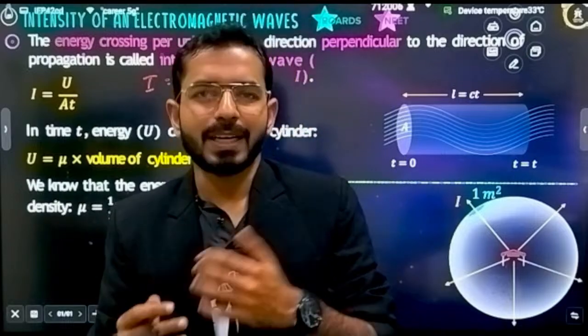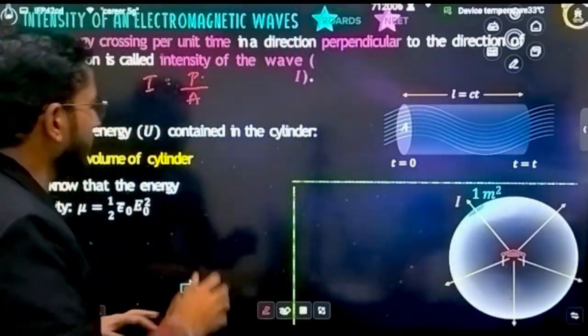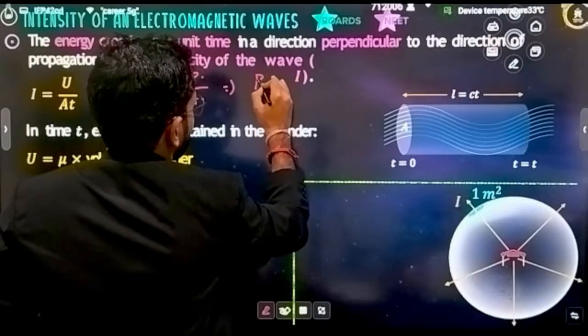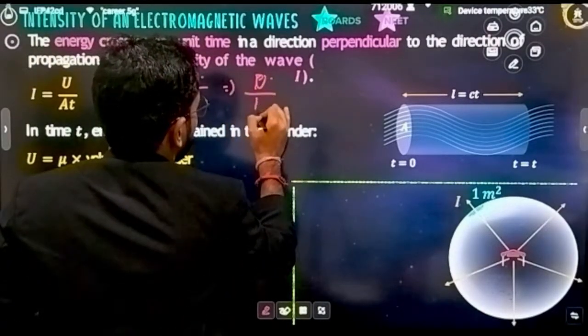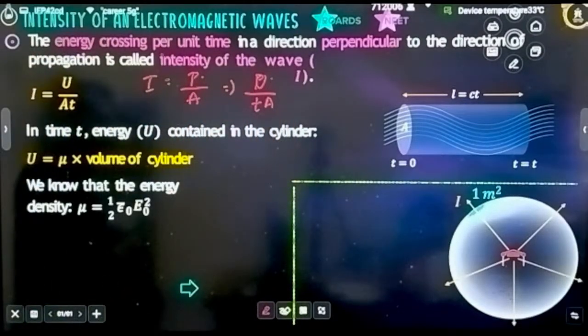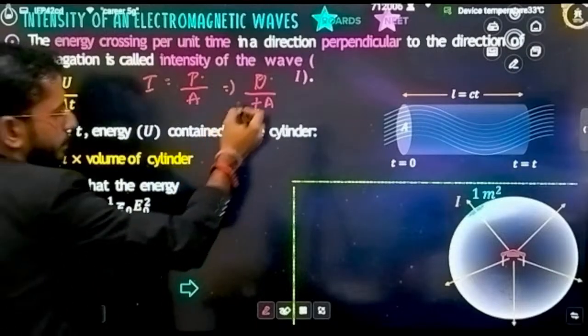That means how we define rate. If I am defining anything as a rate, that means divided by time. So how can I write power as well? Power can be written as energy by time. So you can write U by t into area. Correct? Now how will you write the energy?